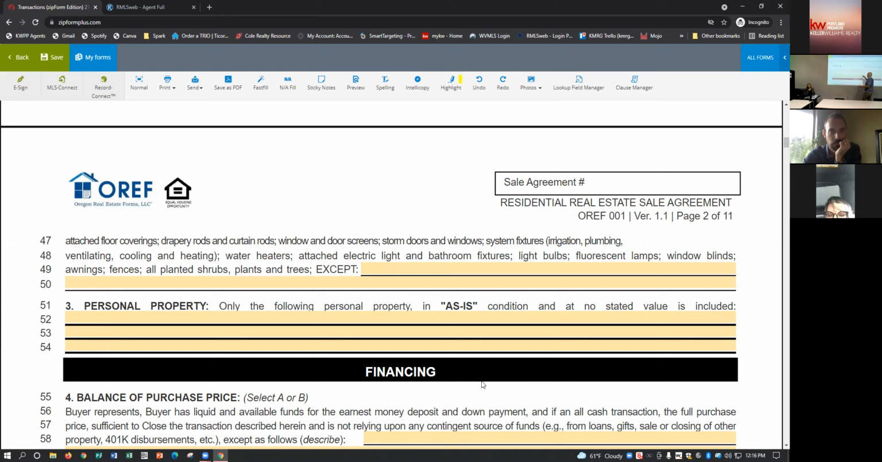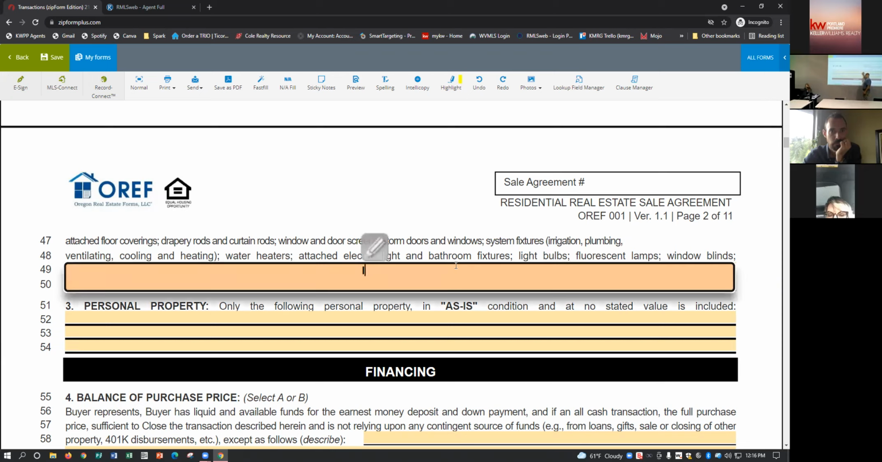If there are any exceptions to that, like let's say these light fixtures, where the seller wants to keep the light fixtures and your clients don't want them, we're going to exclude the light fixtures in the training room. That would mean that upon closing, these light fixtures would not be there. And you're going to write that out, and you'd be very specific about what that is.